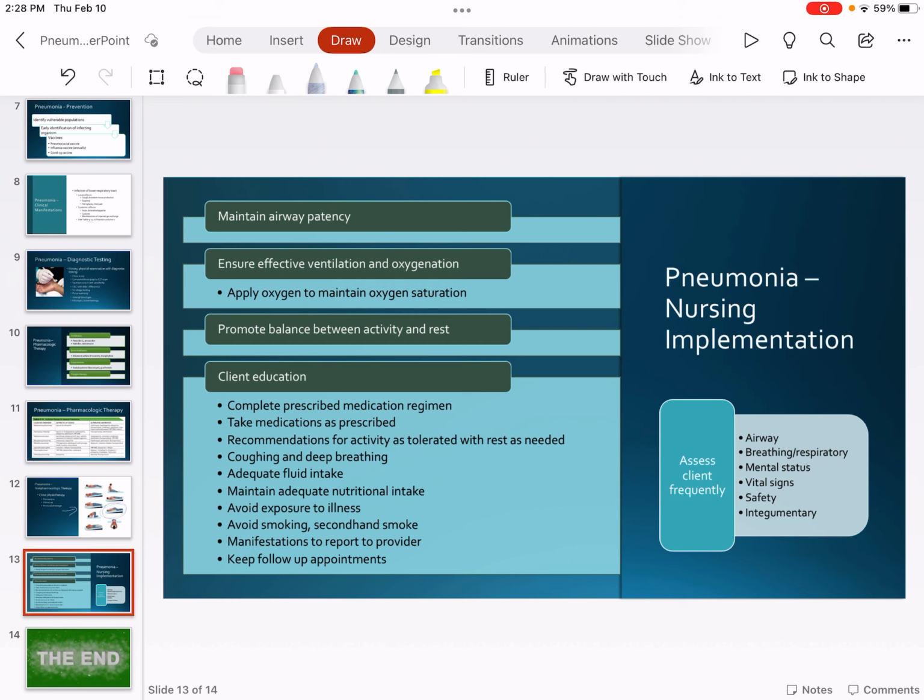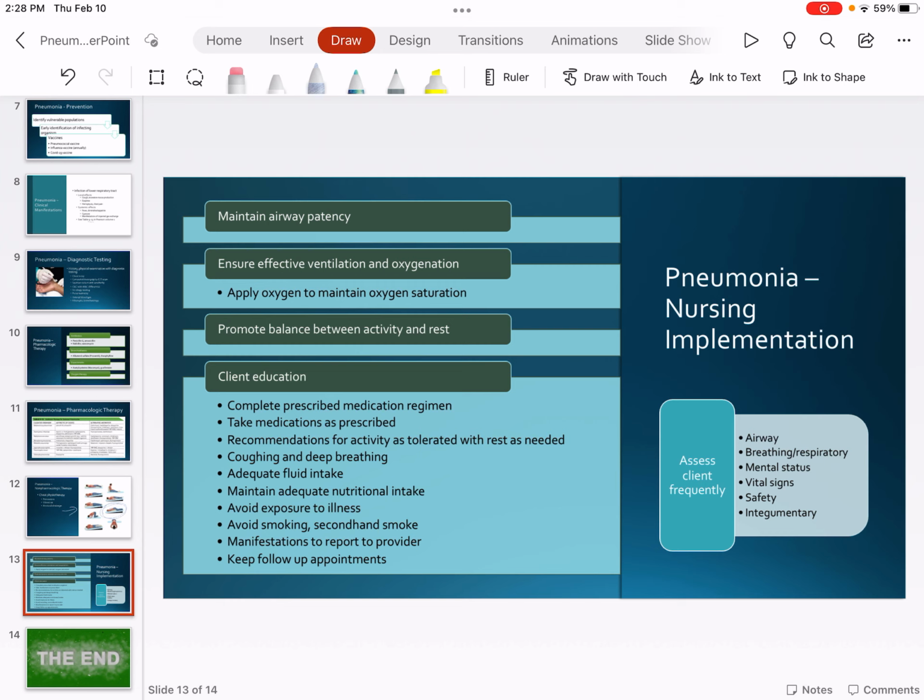Bronchodilators can improve ventilation and reduce hypoxia for patients with bronchospasm. So that would be albuterol sulfate and theophylline. Those help to open up the airways, the bronchi.